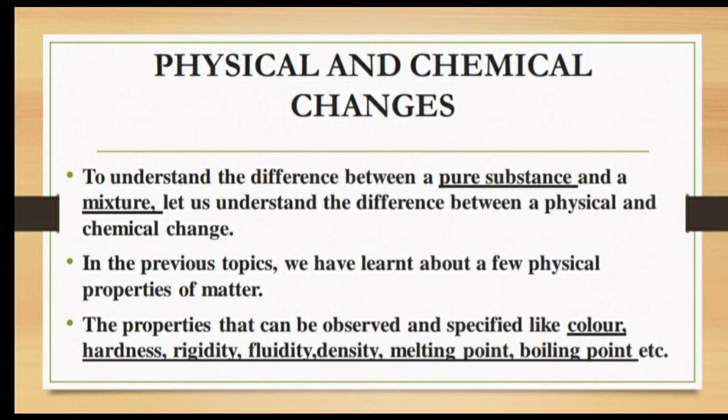To understand the difference between a pure substance and a mixture, let us first understand the difference between a physical and chemical change. If you want to know the difference between pure substance and mixture, we have to learn about physical and chemical change. In the previous topics we have learned what the physical properties of matter are. The properties that can be observed and specified, like color, hardness, rigidity, fluidity, density, melting point and boiling point, are known as the physical properties of matter.